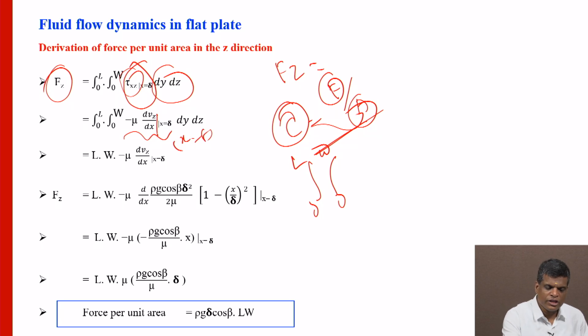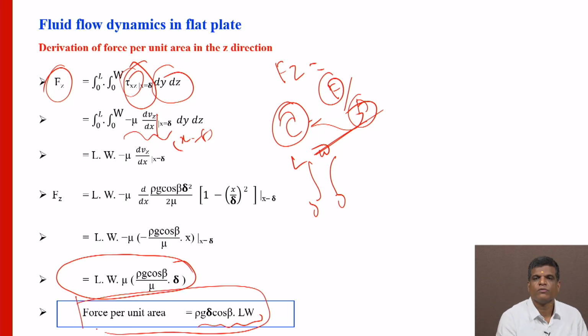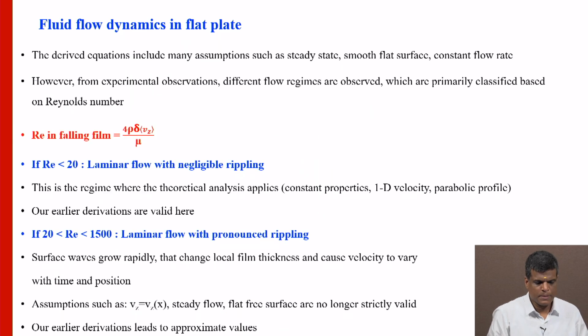So, we integrate this equation, then rearrange, then finally we will get a beautiful expression of the force, rho g delta cos beta L W. It's just a small integration, it's very simple. Finally, we get this one, force per unit area. So, for this equation we definitely need many assumptions such as steady state, a smooth flat surface, a constant flow rate, and constant density, then only we can solve it.